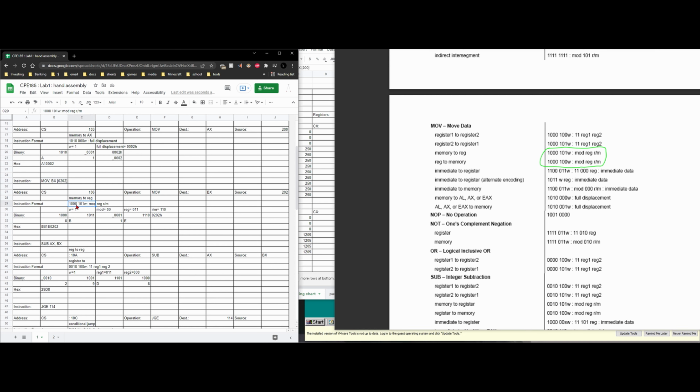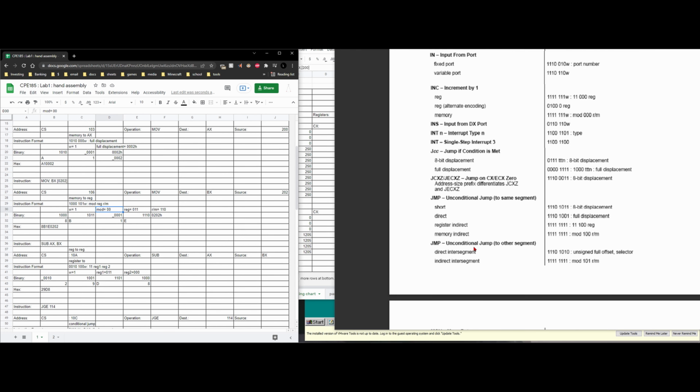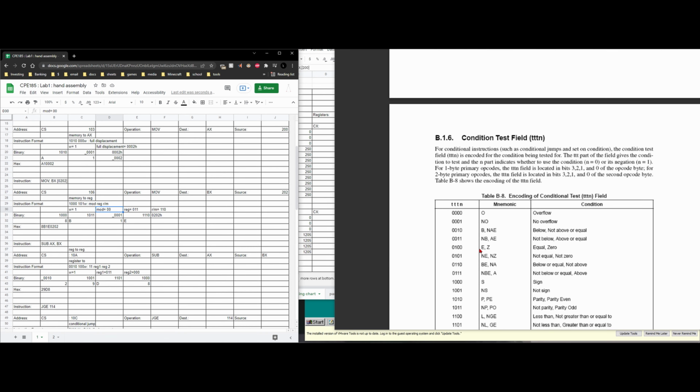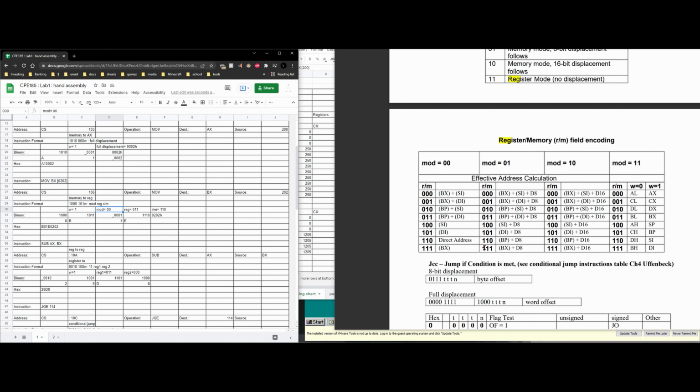We have 1000, 101, W, and then the mod register, and then we have R dash or /M. And our W is equal to 1. We know that because we're dealing with 16-bit registers. And so we have our 1000, we have our 101, we tack on our W to make it a 1. Now we need our mod. And for the mod, we're going to have to look up here and find it. It's going to be right here, the register/memory field encoding. So our mod is going to be 00 for this one.